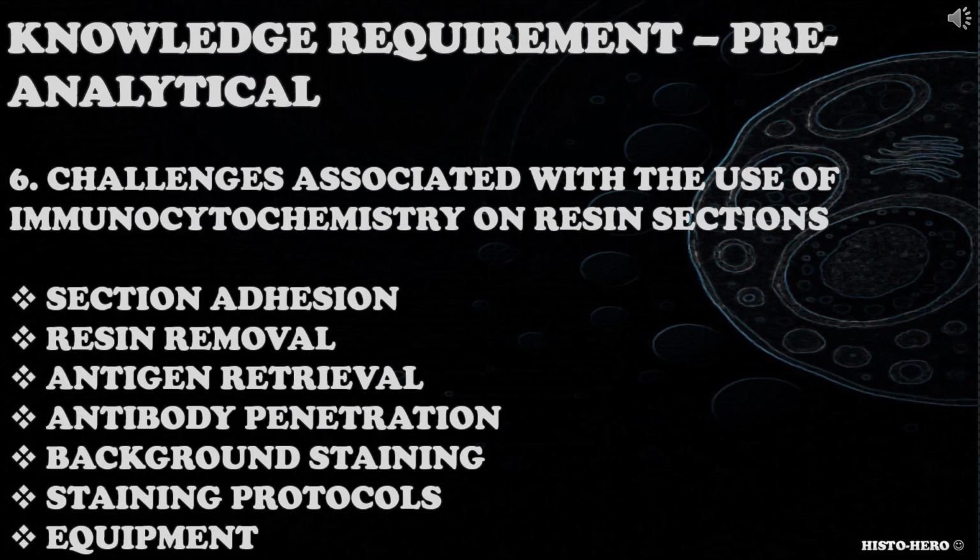The sixth knowledge requirement is for you to know the challenges associated with the use of immunocytochemistry on resin sections. What challenges can you encounter when using IHC staining on resin sections? How would you deal with those challenges? Consider section adhesion, resin removal, antigen retrieval, antibody penetration, background staining, staining protocols, equipment needed, and so on.